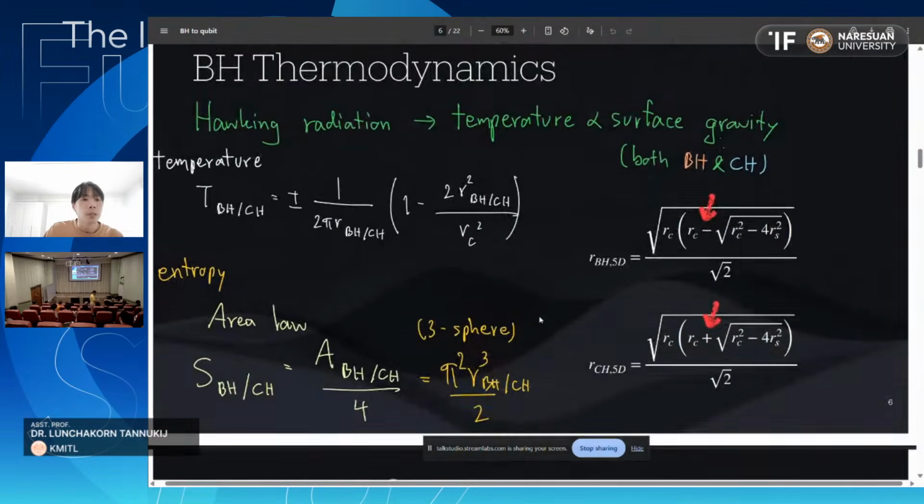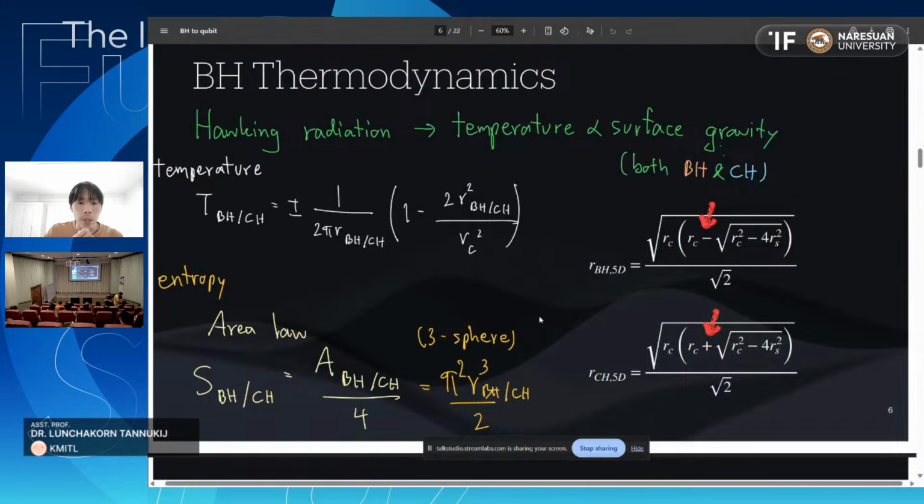Now, this is the formula for the temperature. For the black hole horizon, it goes with the plus sign here. For the cosmological horizon, it goes with a negative sign. So that's one thing you can see, that there must be something wrong with this kind of consideration, right? You may have a positive temperature for the black hole horizon, but you may end up with a negative temperature at the cosmological horizon. Now, the entropies are like this.